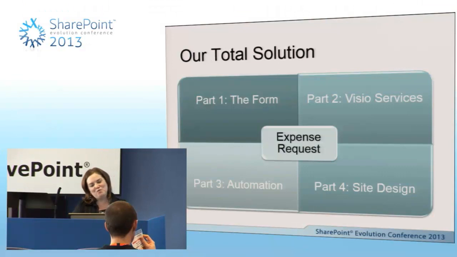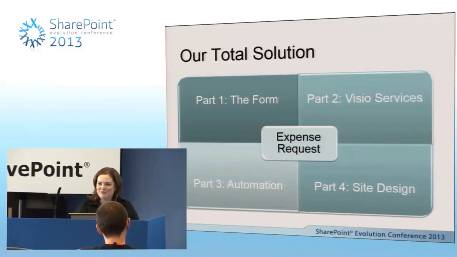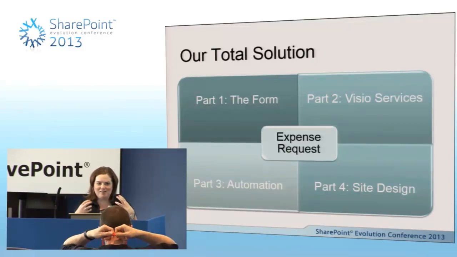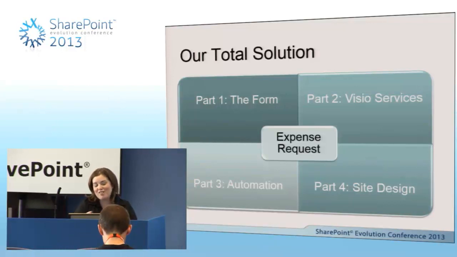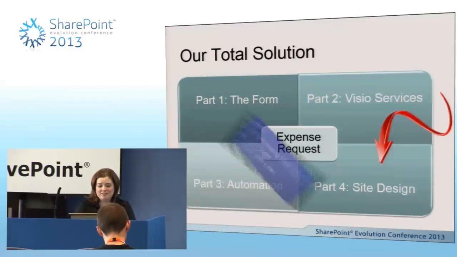So for our solution, we had the form, Visio services, automation, and the site design. The site design, even though it's number 4 on this, is usually something that happens in step number 1 for me. But when I'm teaching people how to do different things, I usually do it at the end, because otherwise they're so caught up with, I need to build a form, I need to do all those things, which are all things they need to do, but there are all of these other components as well. So this is that final, nice little wrapping paper. We're putting the bow on it to present the solution to everyone. In this one, we're going to talk about the site design.